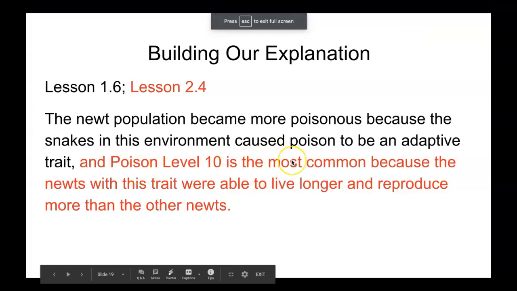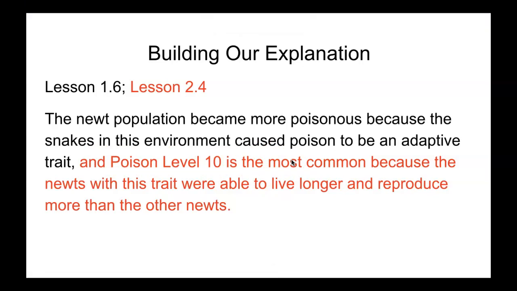So the poison level 10 is the most common because newts with this trait were able to live longer and reproduce more than the other newts. So the presence of the snakes in the environment is what caused poison to be an adaptive trait. And the level 10 adaptive trait is most common because these newts were able to live longer and reproduce more than other newts.